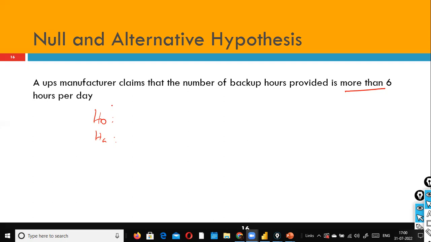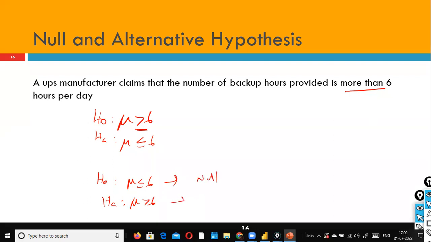So we say mu is greater than 6 and mu is less than or equal to 6. So you want to say no, it is 6 hours or it is less than 6 hours. Since they have mentioned "more than" already, we can also rewrite it something like this: mu is less than or equal to 6 in the null, and H sub A is mu greater than 6. We can say this way also. This is my null hypothesis. This is my alternative hypothesis.